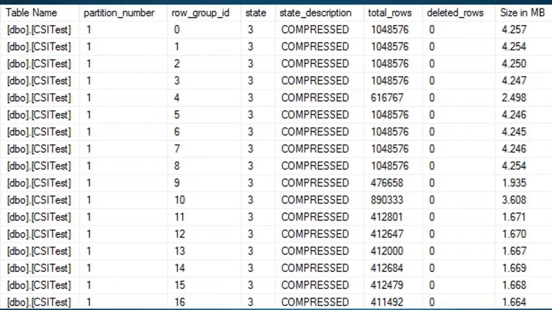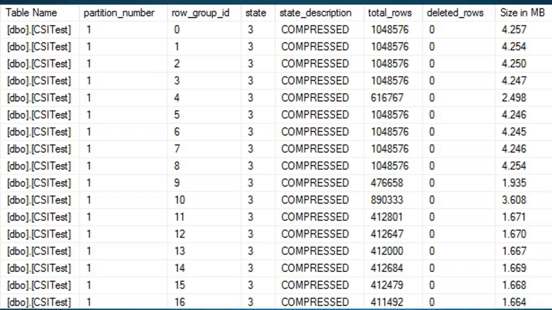And this one shows us the row groups. So we can see all of my row group IDs there. We can see that they're all compressed. And when we look at the total rows, we can see that some of them have got the perfect 1,048,576 value, but some of them don't. And so we've got row groups here with less than that desired amount of rows to give us really good efficient scans.